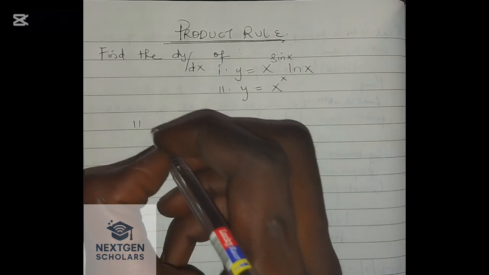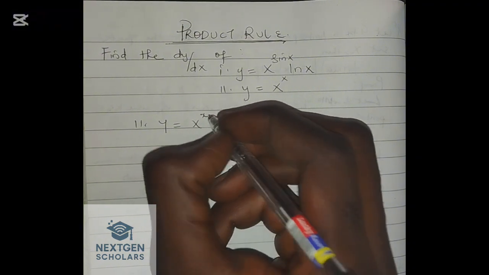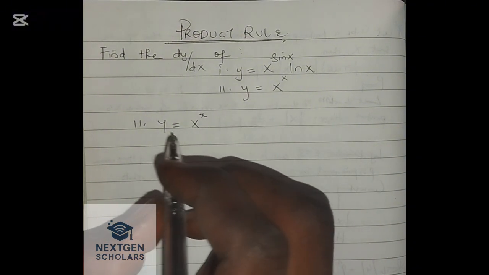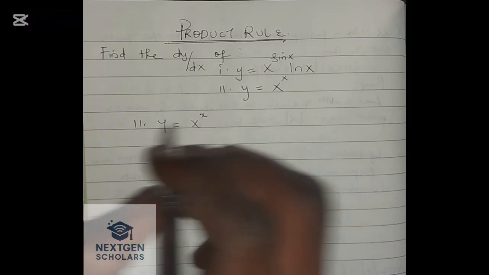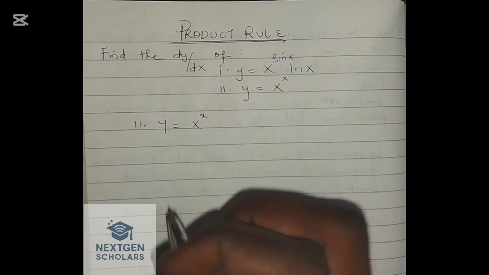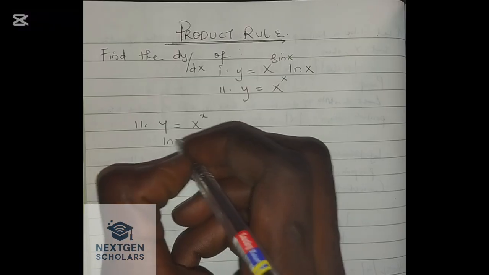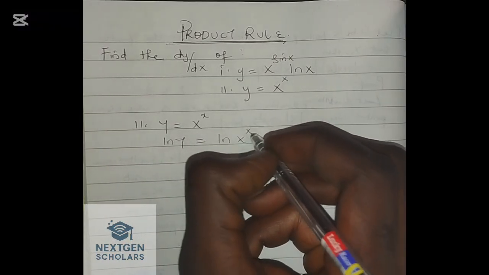So the first one is y equals x to the power of x. When you see a problem like this, the first thing you should do is take the ln of both sides. Ln stands for natural log. So you have ln y equals ln x to the power of x.